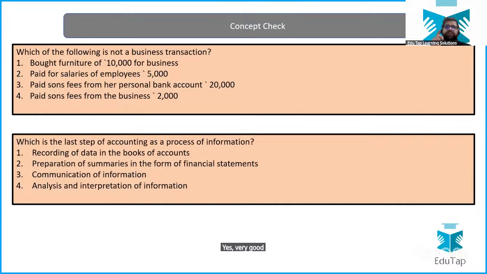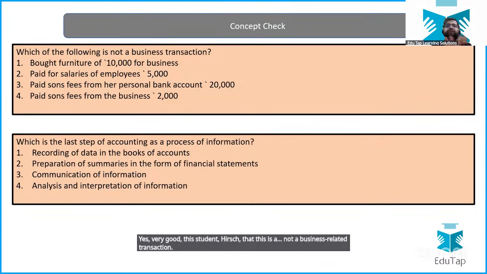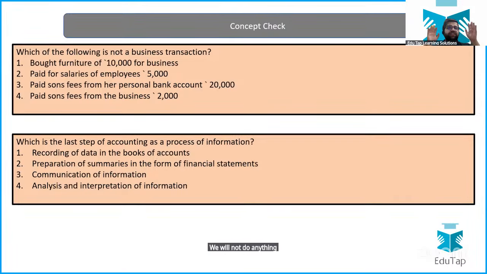This student, Harsh, says that this is not a business related transaction. We will not do anything which is not associated to the business. We will do accounting for business only. So if Mr. XYZ, who is the owner of my business, is doing something from his own personal account, let him do it. But if he is withdrawing from the business account, then yes, I will record it.